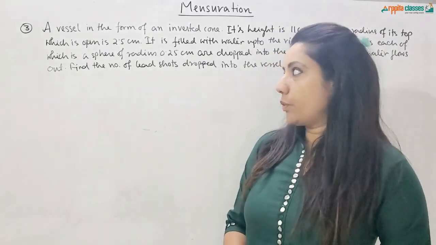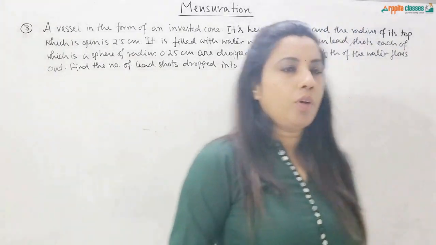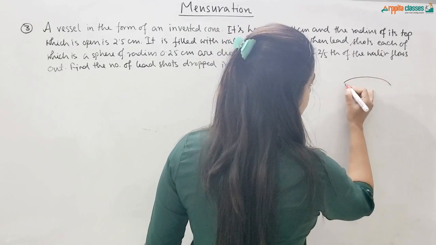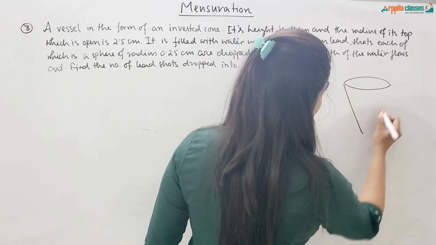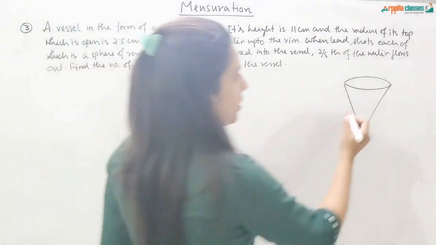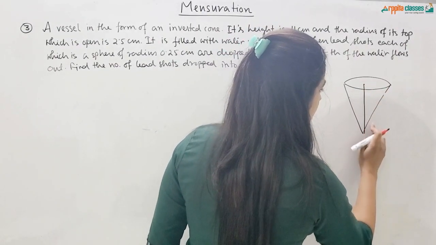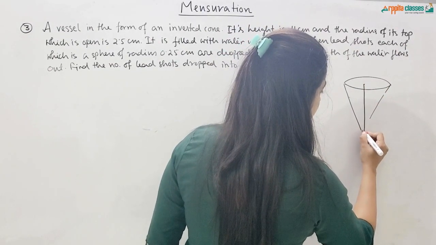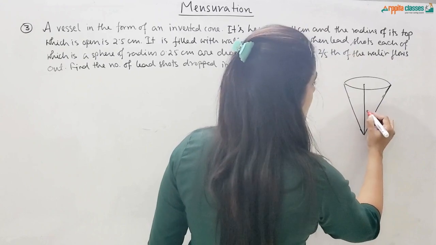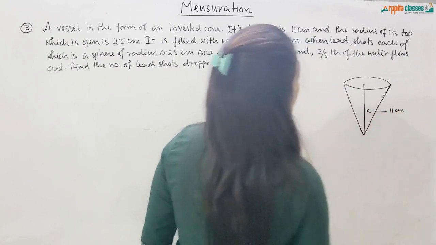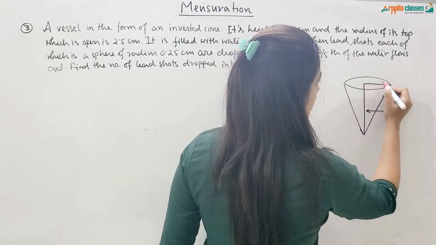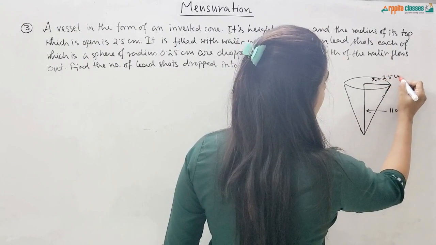So let us start with the next question. A vessel in the form of an inverted cone. So let us draw this diagram. This is an inverted cone. A vessel is in the form of this. Its height is 11 centimeter. So the height of the cone, which is this, is 11 centimeter. I'll draw it in a proper manner. Yes, so this height is 11 centimeter and the radius of its top, which is open, is 2.5 centimeter. So the radius of the top, this is 2.5 centimeter.